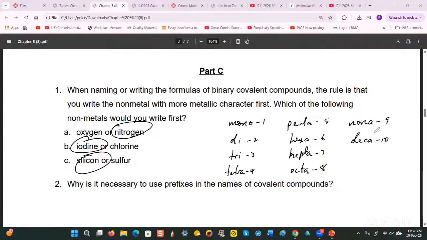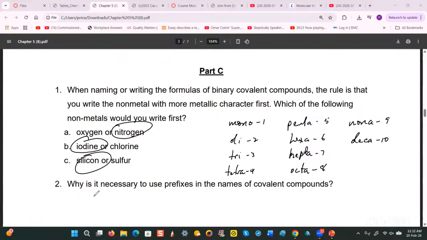We can actually go beyond 10, but for our purposes, that's where we're going to stop. So these are the prefixes that you're going to use when you're naming binary molecular compounds. You have to use these to indicate the number of atoms of each element present. So what I just said is actually an answer to question number 2.